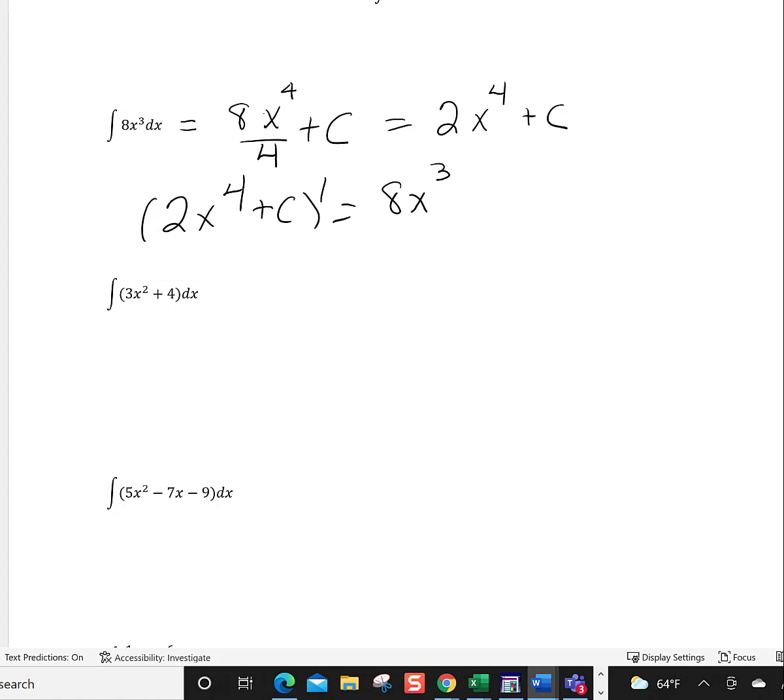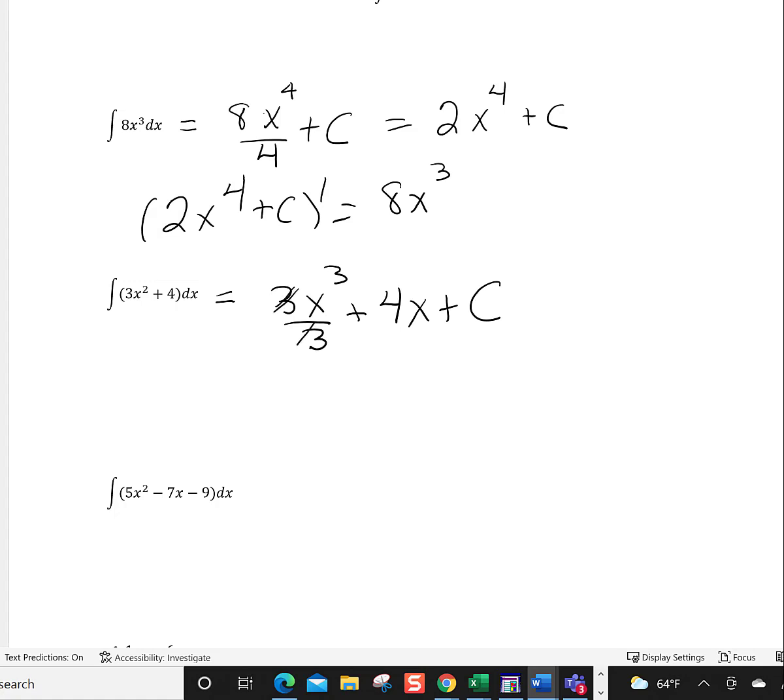Try again. I have 3x squared plus 4. So here I have two things. Let's look at the 3x squared first. 3x squared, increase the power to 3, divide by 3. The 4, all by itself, I give it an x. That's what I want you to think with the constants by themselves. Just go ahead and give them an x, and then I have my plus c.